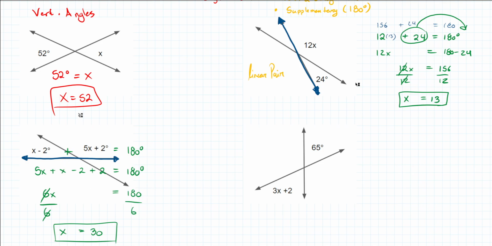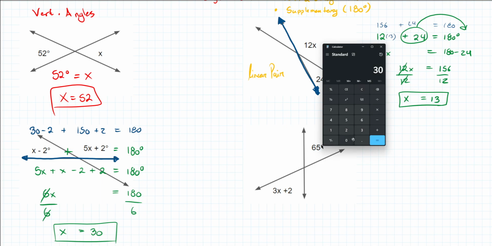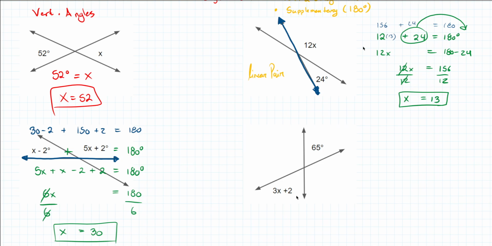And if we don't know for sure, we can always plug it back in. 30 minus 2 plus 5 times 30, that'd be 150, plus 2. Does that equal 180? Well, let's find out. 30 minus 2 plus 150 plus 2, 180. Boom. All right. Oh, I didn't write it. This is a linear pair, right? We gotta label it. Linear pair.